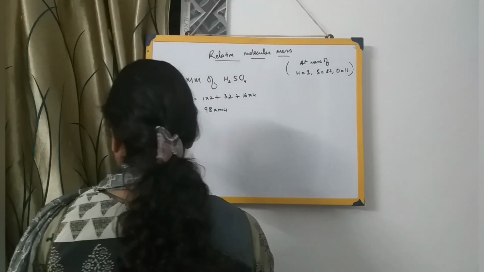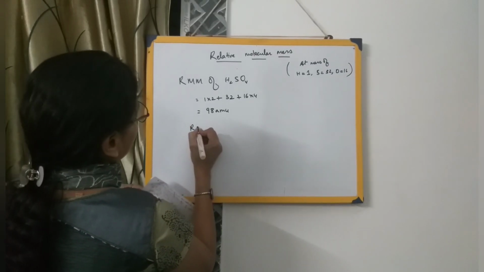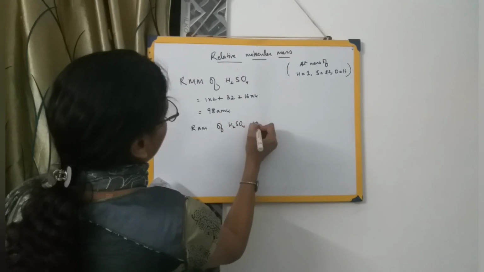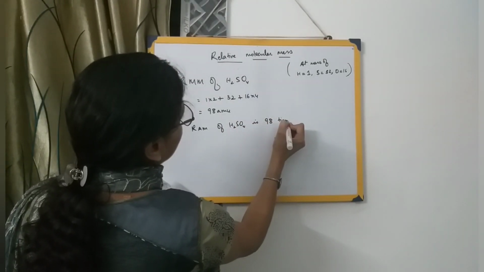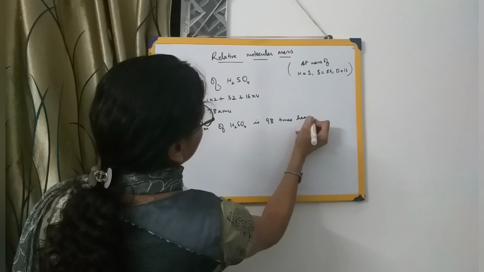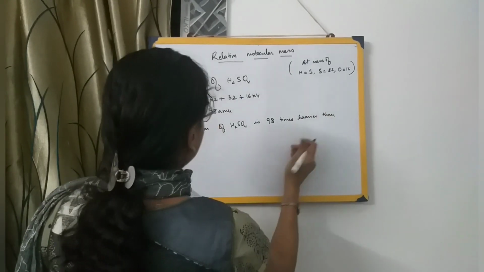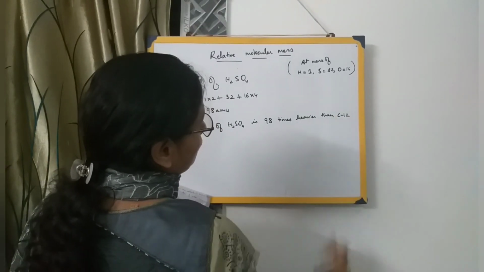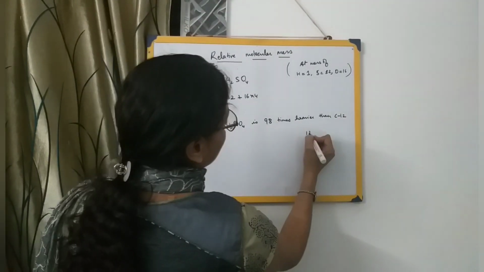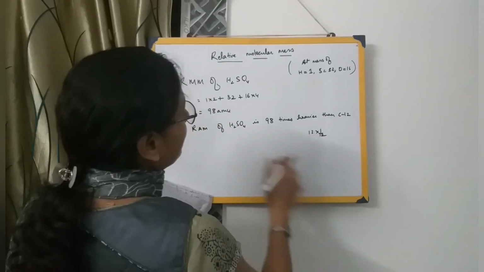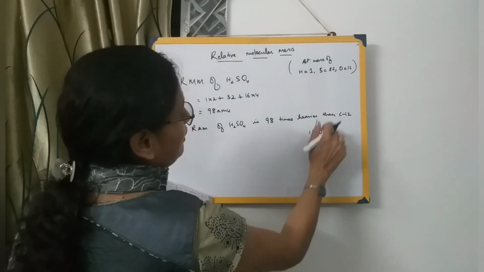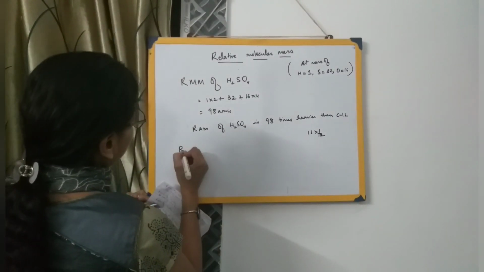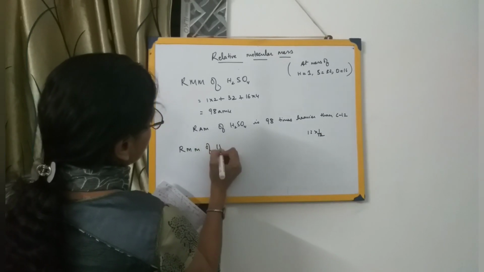The relative molecular mass of sulfuric acid, H2SO4, is 98. It is 98 times heavier than the carbon 12 isotope. Now, heavier than carbon 12 isotope means what? That is 12 into 1 by 12. So it is 98 times heavier than 12 into 1 by 12. Got it? Similarly, if you calculate the RMM of water, that is H2O.